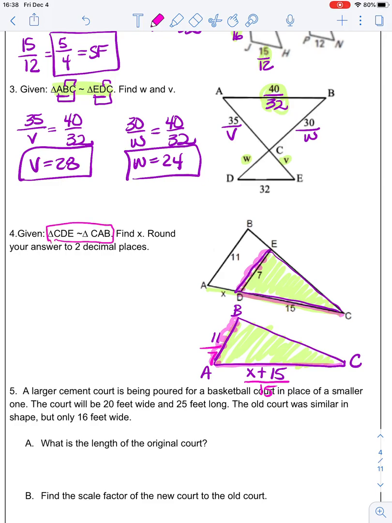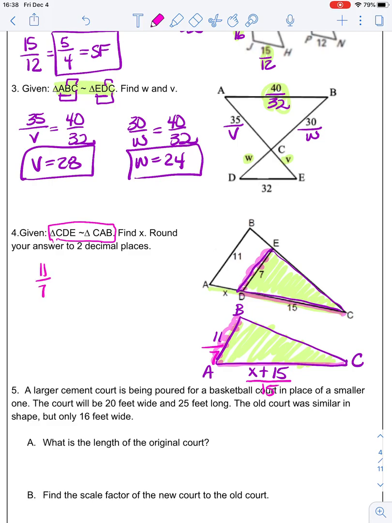Just like we did in our other ones, you can also use this statement right here. But you want to be careful of using just x. There are certain situations when you can do that, but we don't know that right now. So when you set this up, you get 11 over 7 is equal to x plus 15 over 15. Be sure you keep your expression.